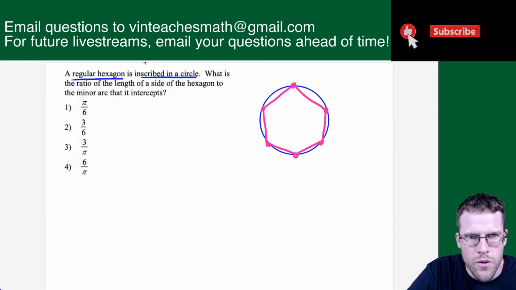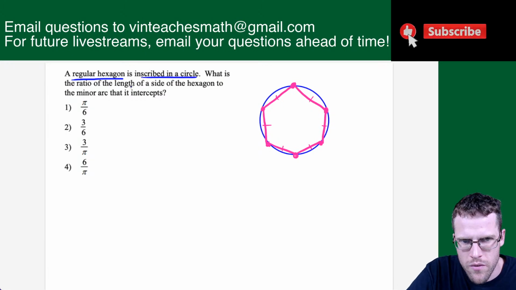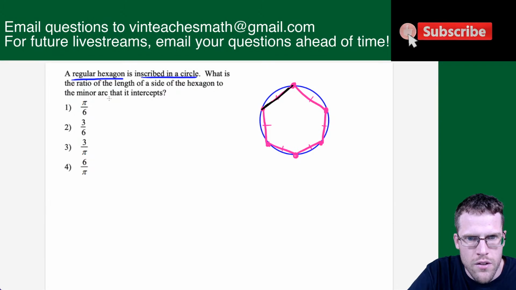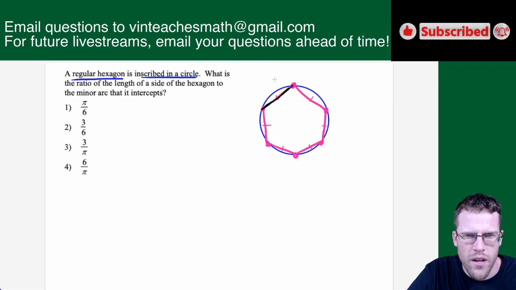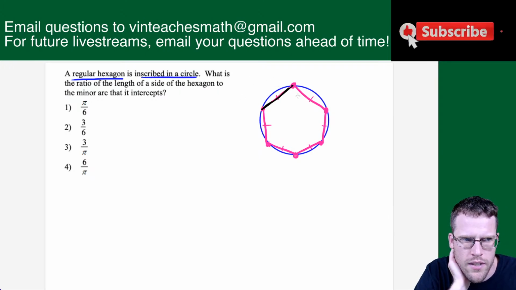Okay, so it's regular, which means all these sides are the same. Now what they're asking is, what is the ratio of the length of one side of the hexagon? So that's this here, one side of the hexagon. What is the ratio of this to the minor arc that it intercepts? All right, so the length of a side.